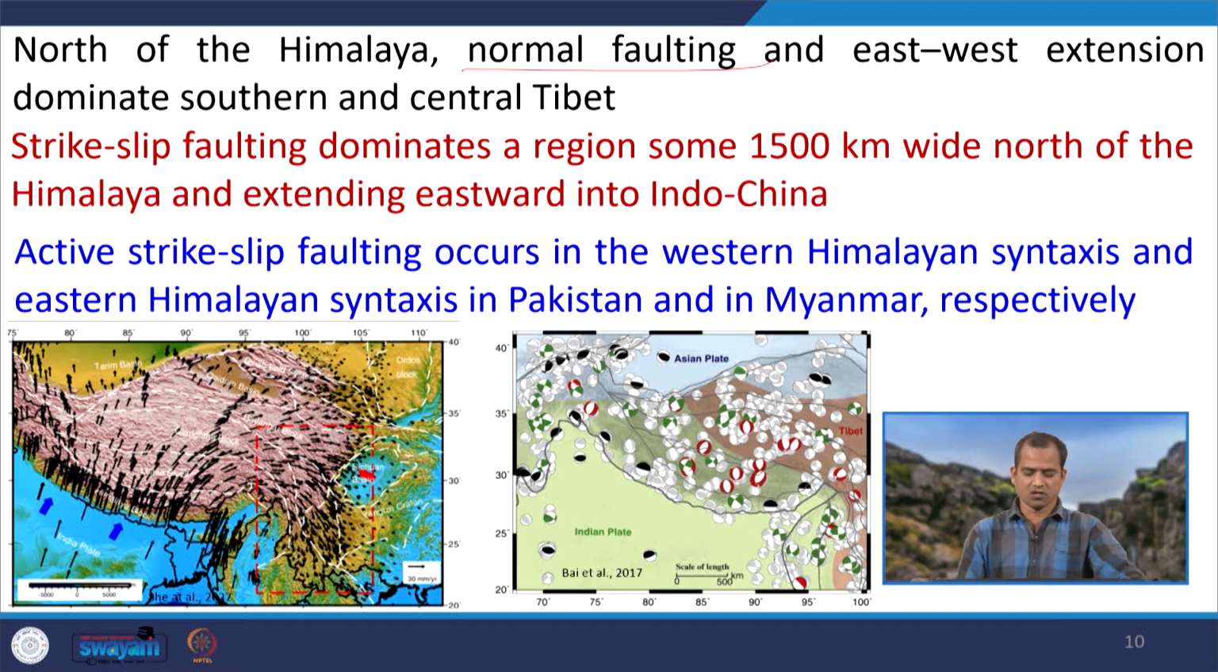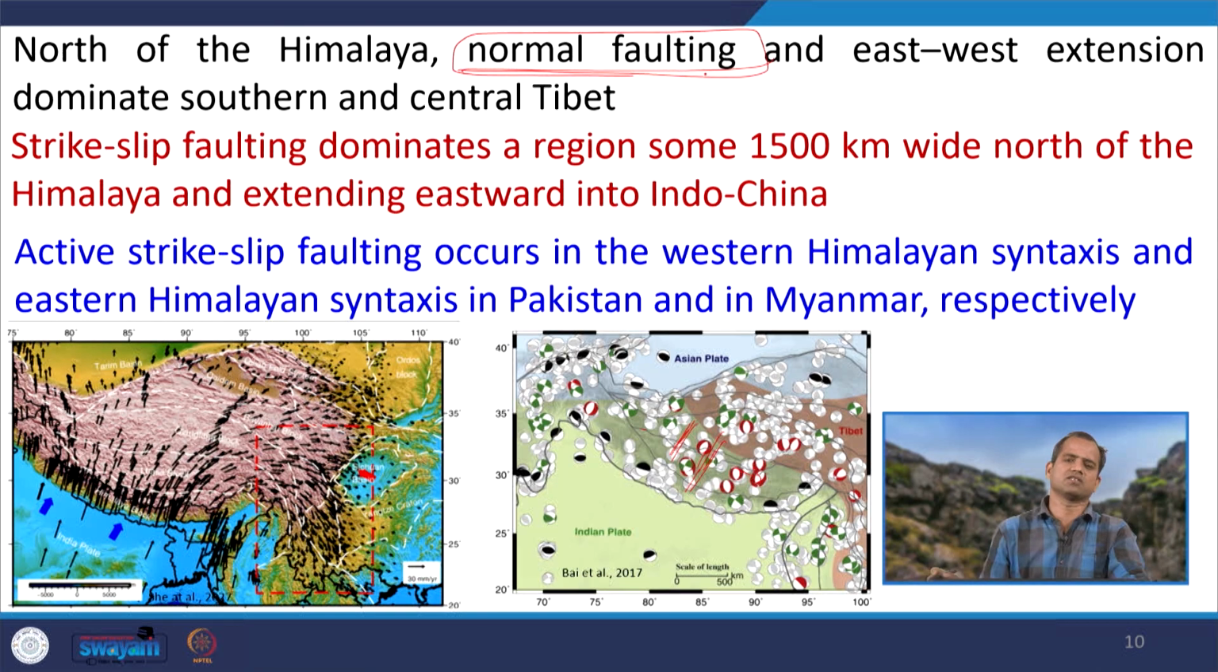So, we are talking about the development of these rift basins. You can remember that rift basins are nothing but extensional basins, and this extension is compression-related extension. Due to the development of the rift basin and normal faults, if you move north of the Himalayas, you are going away from the compressional zone. So, normal faulting or extensional tectonics dominates here, and strike slip faulting is dominant in the region around 1500 kilometers wide north of the Himalaya and extending eastward into Indochina.